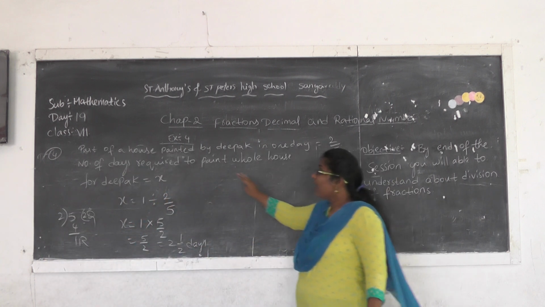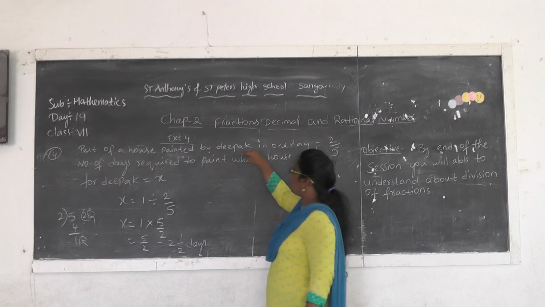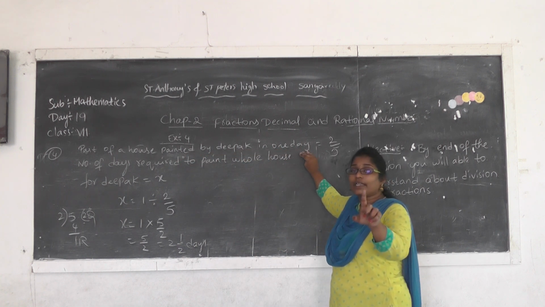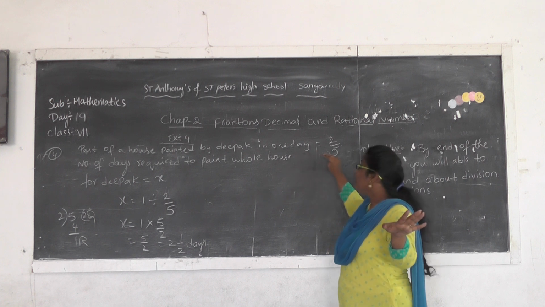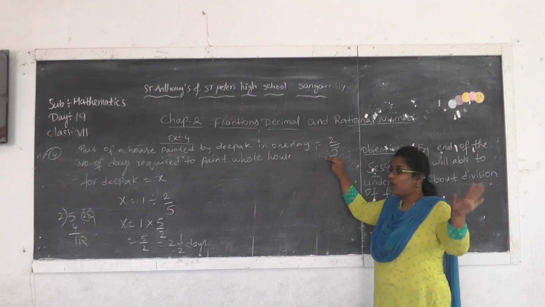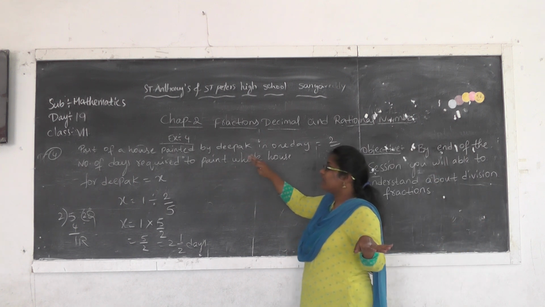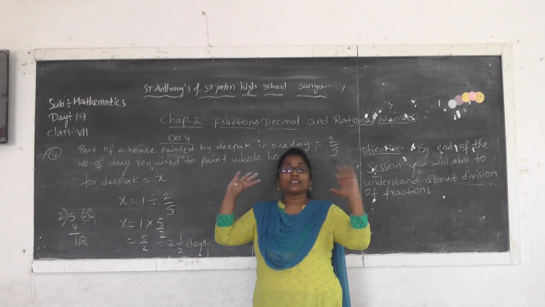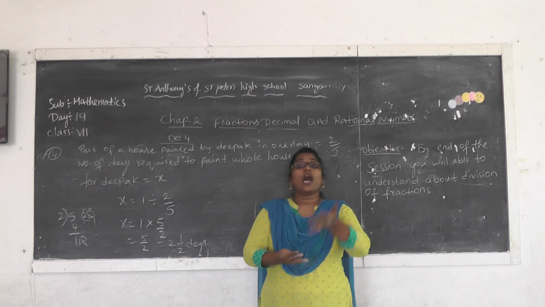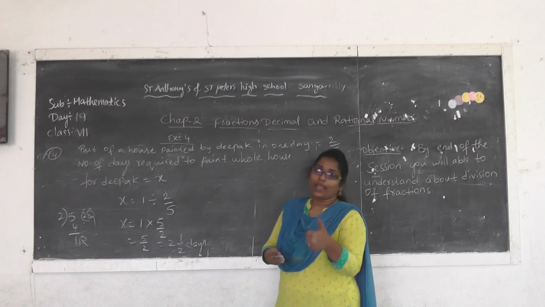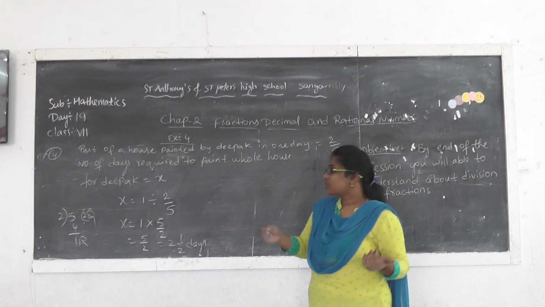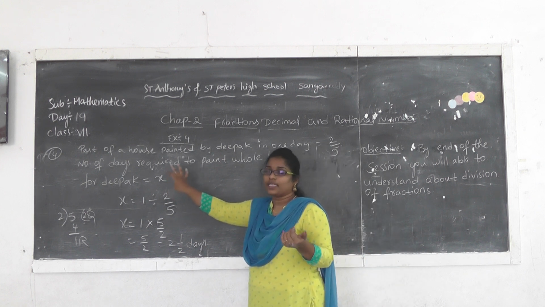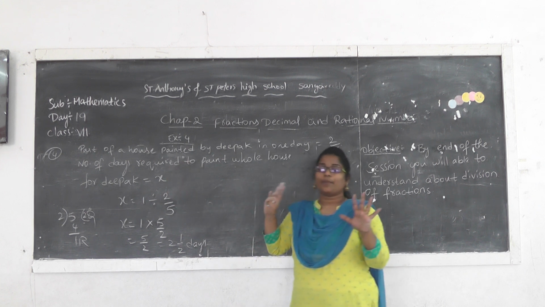Once again, listen here. Part of a house painted by Deepak in one day: in one day how much part did he paint? 2 by 5 part he painted. Okay. Number of days required to paint the whole house for Deepak: to finish the whole house painting, how many days did he require? We don't know how many days, so we are assuming it as x. x days he required to paint the whole house.